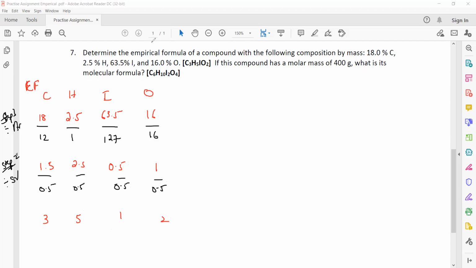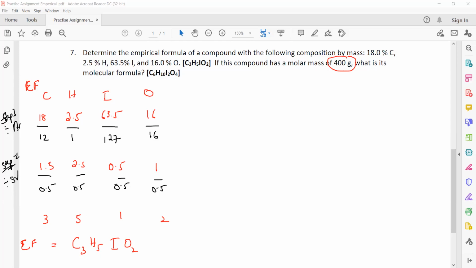So the empirical formula of the compound contains 3 carbon, 5 hydrogen, 1 iodine atom, and 2 oxygen. That is the empirical formula. Then if this compound has a molar molecular mass of 400, what is the molecular formula?